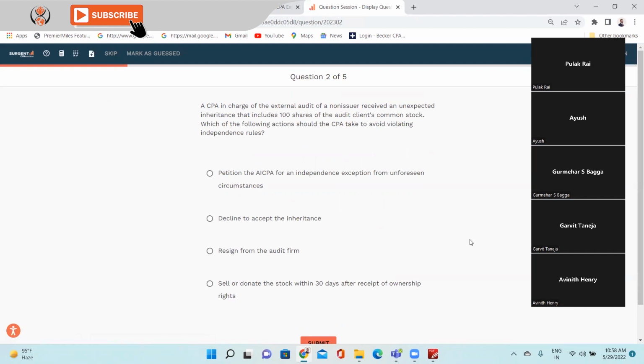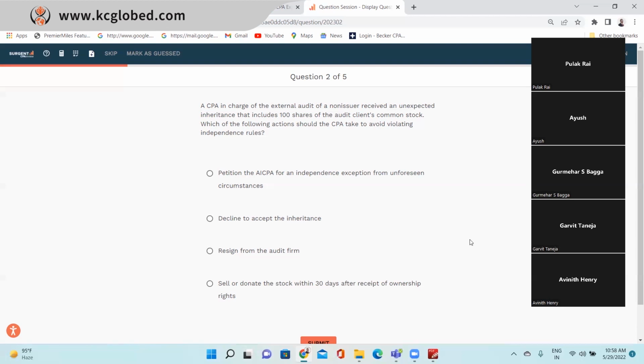So next question. A CPA in charge of the external audit of a non-issuer received an unexpected inheritance that includes 100 shares of the audit client's common stock. Which of the following actions should the CPA take to avoid violation of the independence rule?